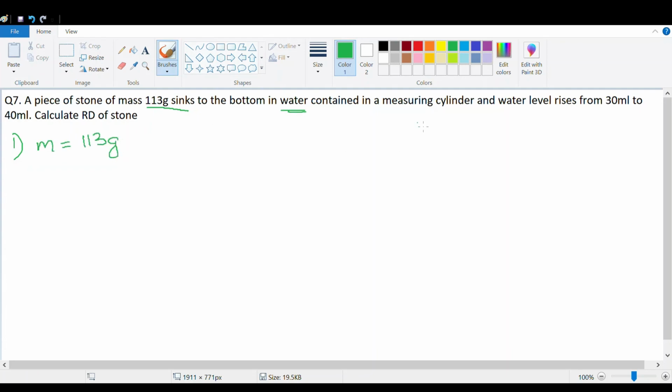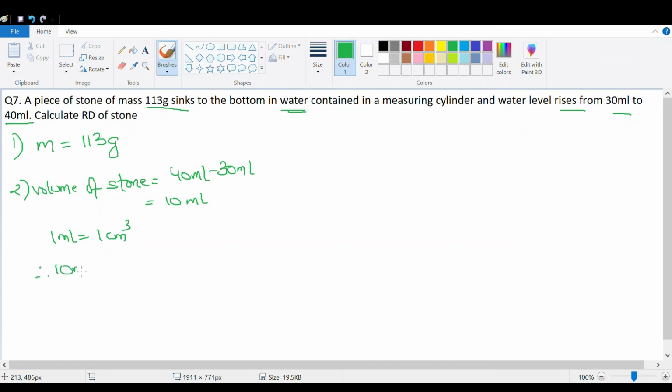Measuring cylinder, water rises from 30 ml to 40 ml, which means volume of stone is equal to 40 ml minus 30 ml, which is equal to 10 ml. Now we know 1 ml is equal to 1 centimeter cube. Therefore, 10 ml is equal to 10 centimeter cube. So that's the conversion. So 10 ml is nothing but 10 centimeter cube.